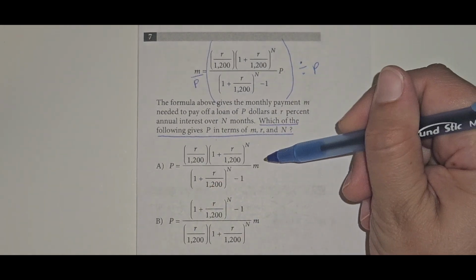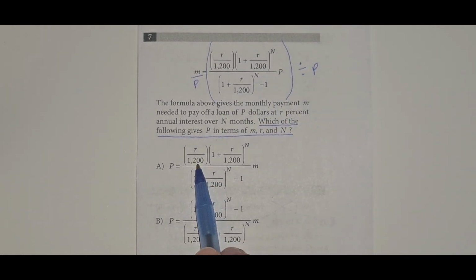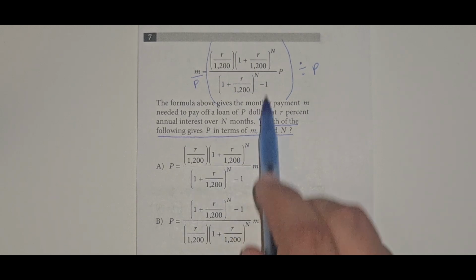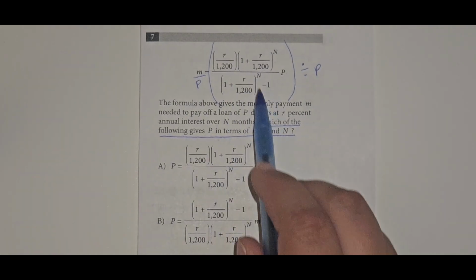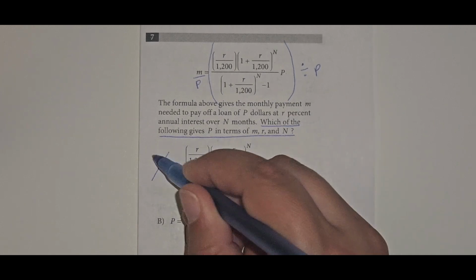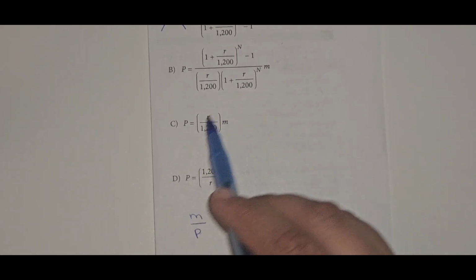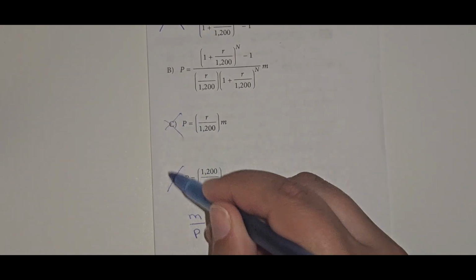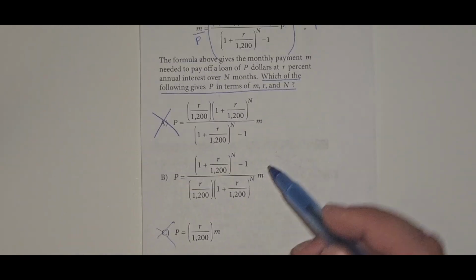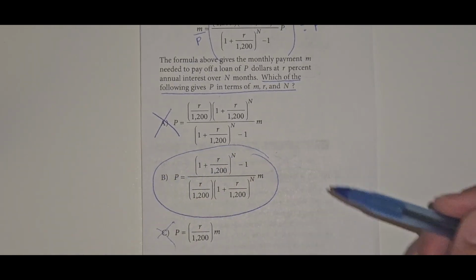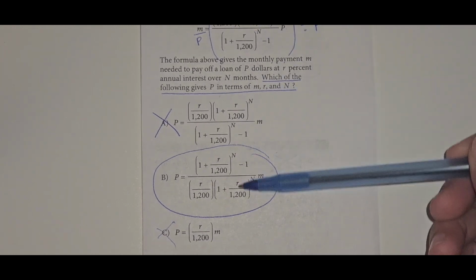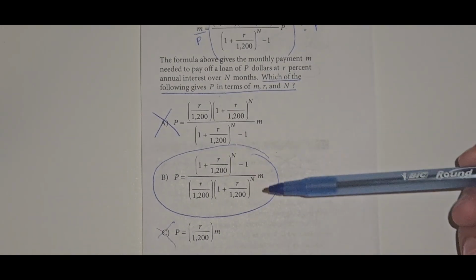So let's look at the answers. We know that this cannot be true, right? Because we cannot have the same things on the top and the bottom as in the sample. It's not going to be simplified to one of these. And so the answer is going to be B here, where the top, you do the inverse and invert it, and that is what's going to give you your answer.